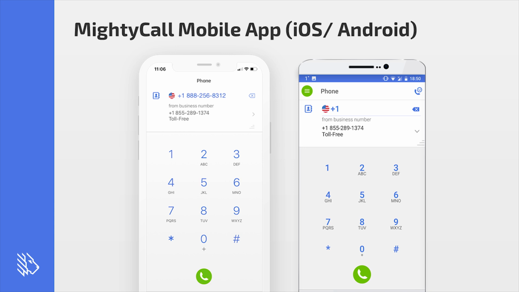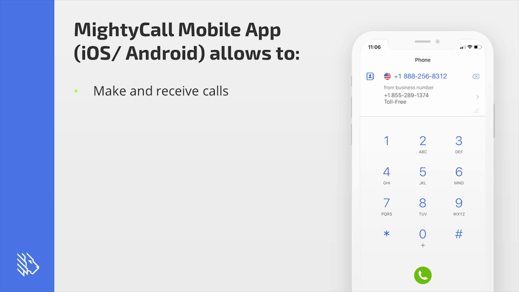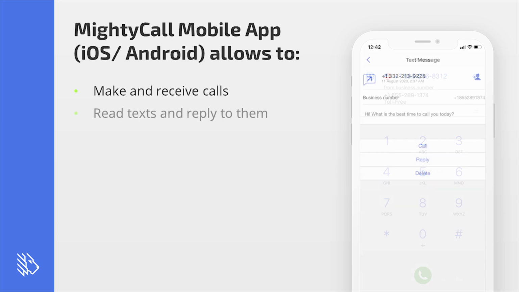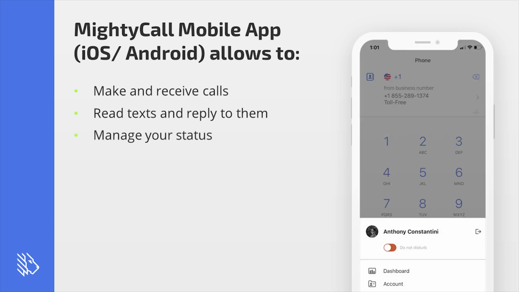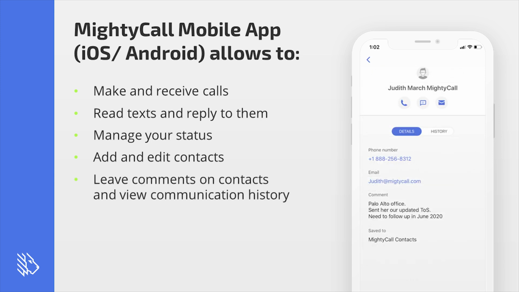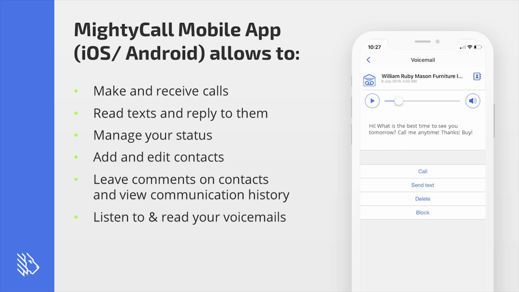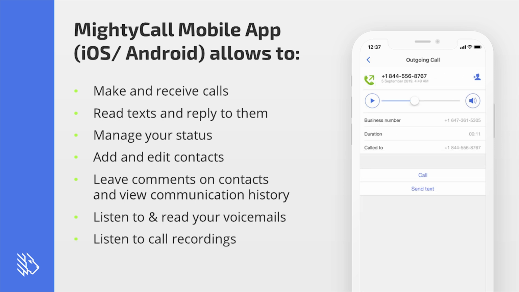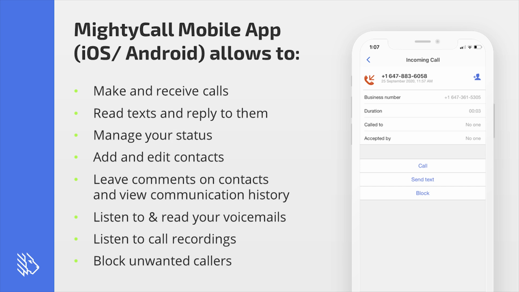So now, as we said earlier, just a few words about MightyCall's mobile app. Our app allows for many options, including making and receiving calls on behalf of your business number using your cell phone, reading texts and replying to them with your business number, managing your status, available or Do Not Disturb, adding and editing contacts in the business contact book, leaving comments on contacts, and viewing communications history with each individual contact, listening to and reading your voicemails, listening to call recordings, or blocking unwanted callers.